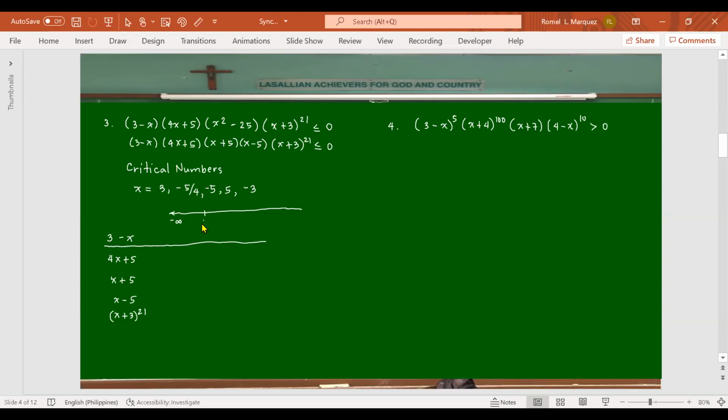Or arrange. Which is the first one? Negative 5. Next, negative 3, no? Next, negative 5 over 4. Next, 3. The last one, 5. Am I correct, guys? Yes, sir. So this is going to be positive infinity to the right. So let's draw lines.